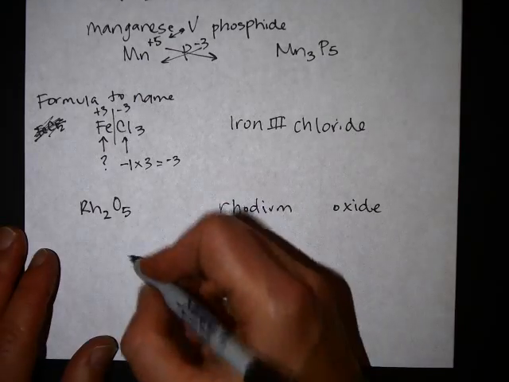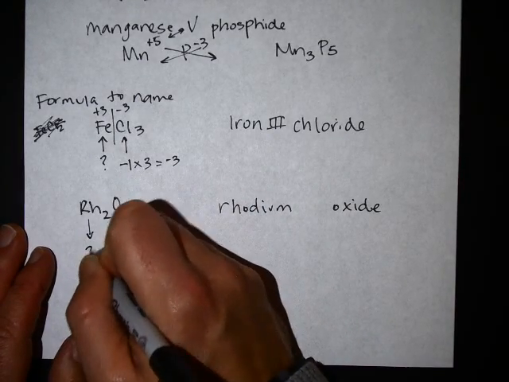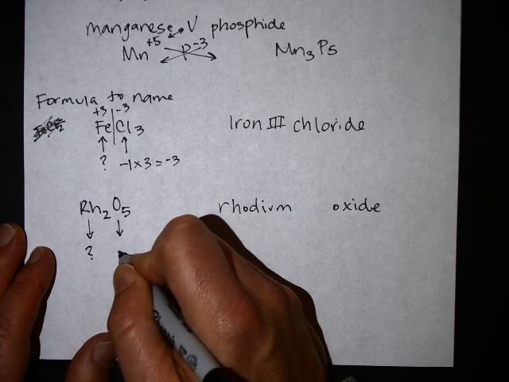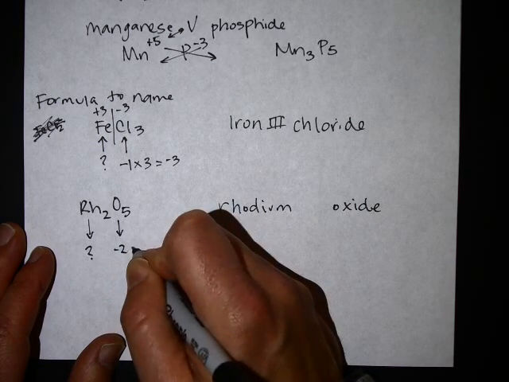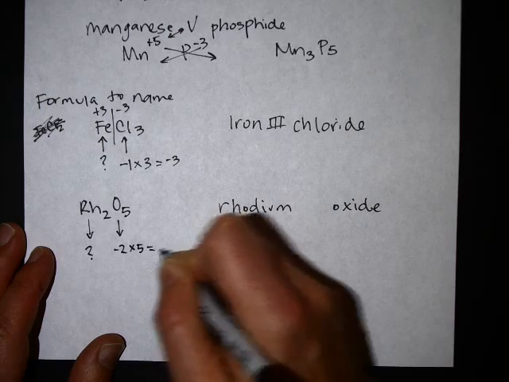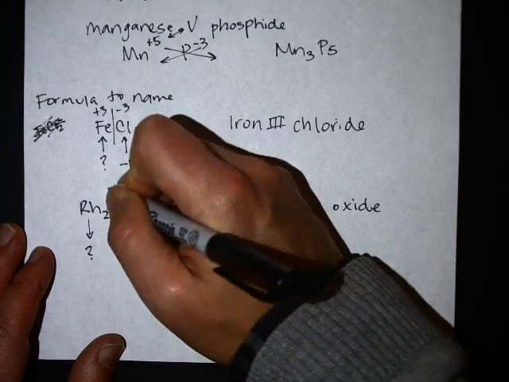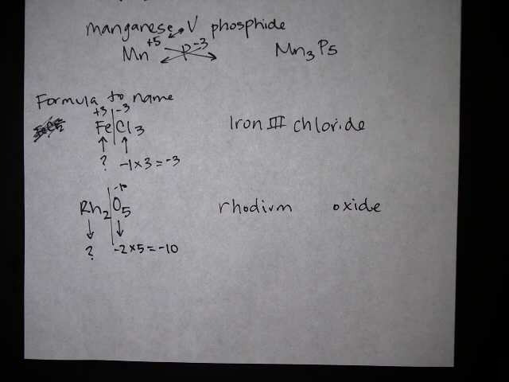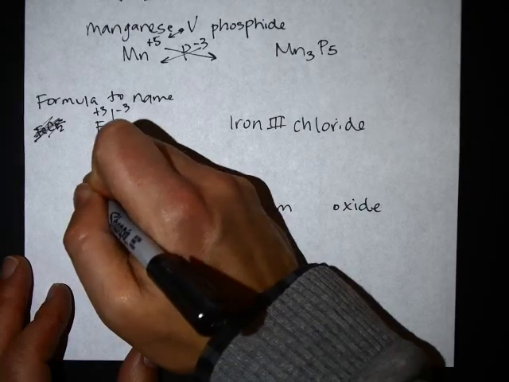So how do you do it? Here's how. We don't know, but we do know this. Oxygen is what? What's the charge on oxygen? -2. How many of them are there? 5. What's that equal? -10. So this half is -10. And again, you can just do that part in your brain, right? The negative half is -10. So this half has to be +10.